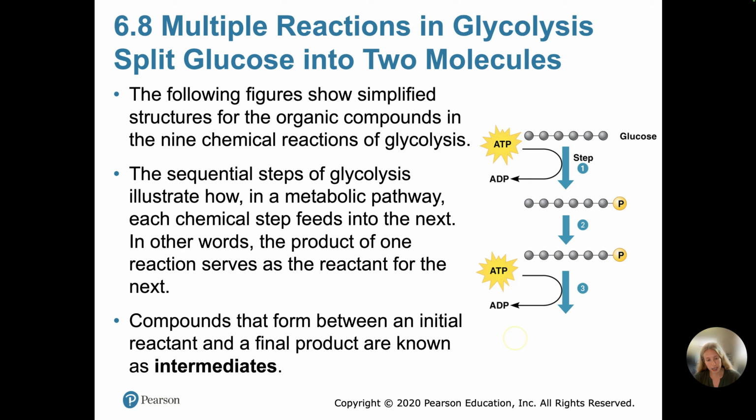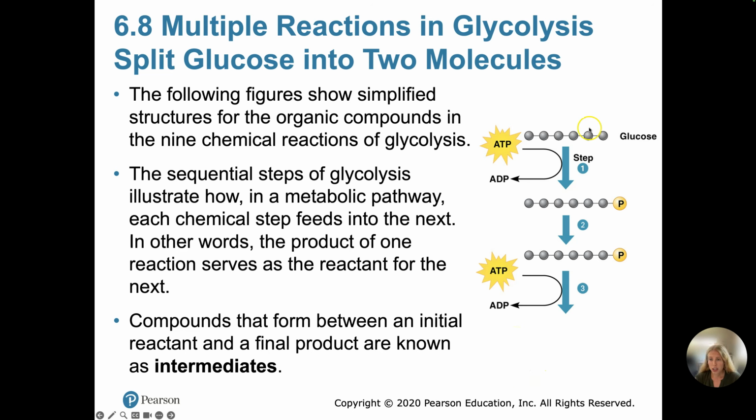Compounds that form between an initial reactant and a final product are known as intermediates. This is our initial reactant here, glucose. Our final product is not shown in this image, but each one of these carbon molecules here would be considered intermediate molecules because they are formed in between the initial reactant and the final product.